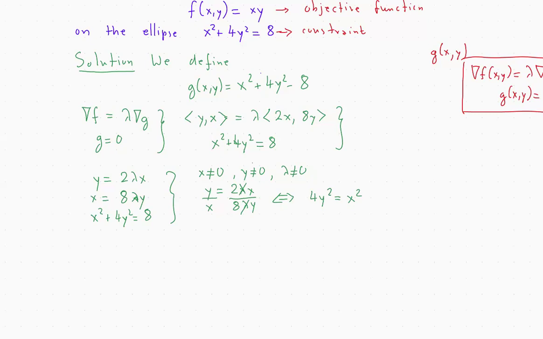So once we know this, we plug it into the constraint. So let's say we replace x squared by 4y squared. So we get 4y squared plus 4y squared is equal to 8, which means that 8y squared is equal to 8, which means that y squared is equal to 1, which means that y has to be plus or minus 1.